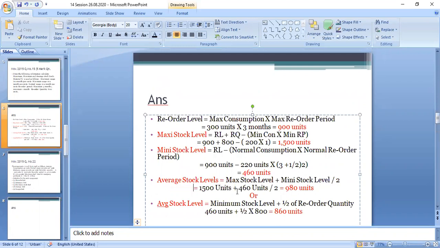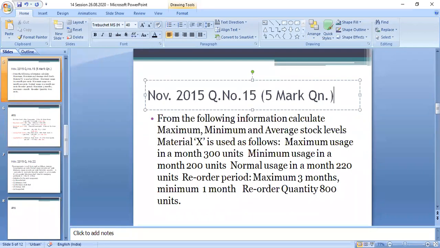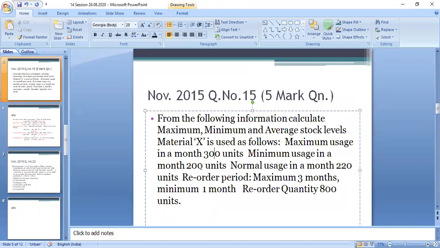So again I will go through the problem. This problem was asked in 2015, question number 15, a 5 mark question. Here you have to calculate maximum, minimum and average. The maximum usage is given, the minimum usage is given, and the normal usage is also given. The reorder period is given, with a minimum period and a maximum period. The reorder quantity is also given. So with this, you have to apply the formula and you can get the answer.